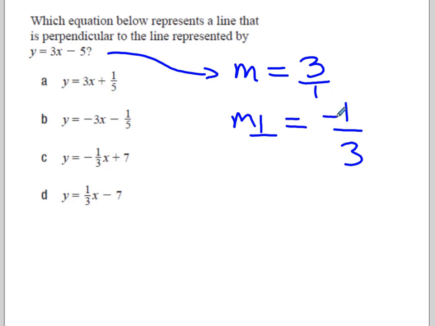So now I'm looking over here on A, B, C, and D for one of these lines to have a slope that's a negative 1/3. So A is out, B is out. Now I have to look very carefully at C and D, and C is the only one which has a negative 1/3, so C is my answer.